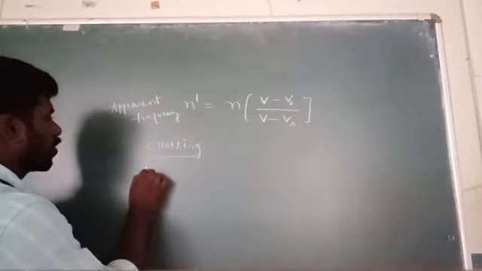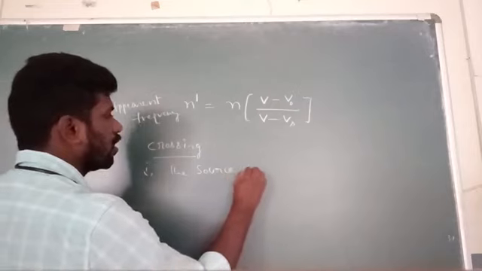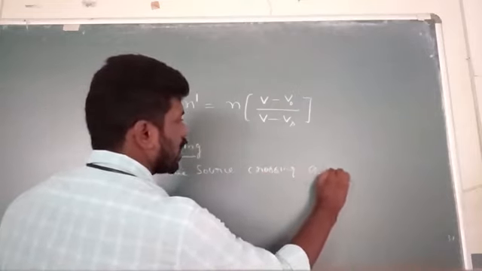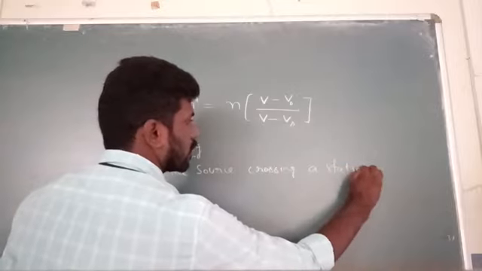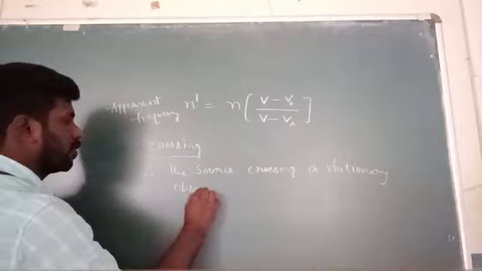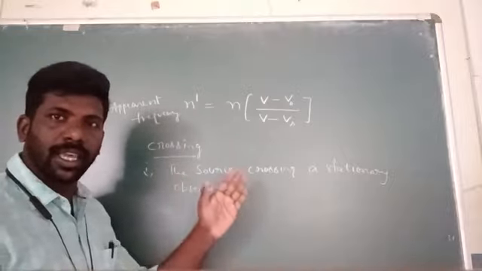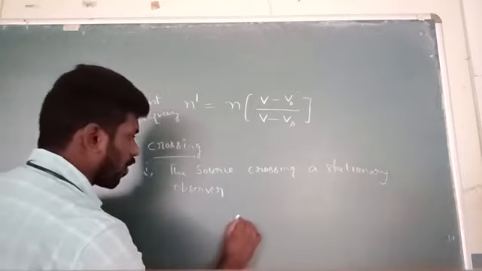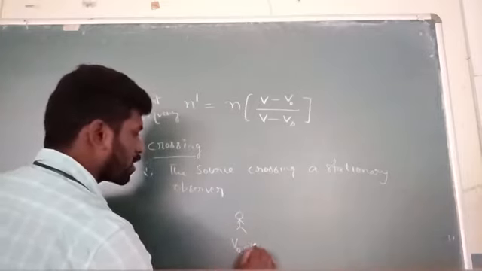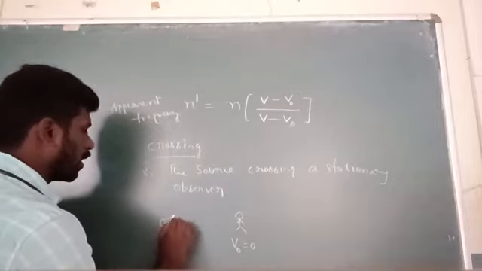What is the first condition? The source crossing a stationary observer. The source crossing a stationary observer. We take the observer as at rest, because stationary means rest. The source is moving like this.